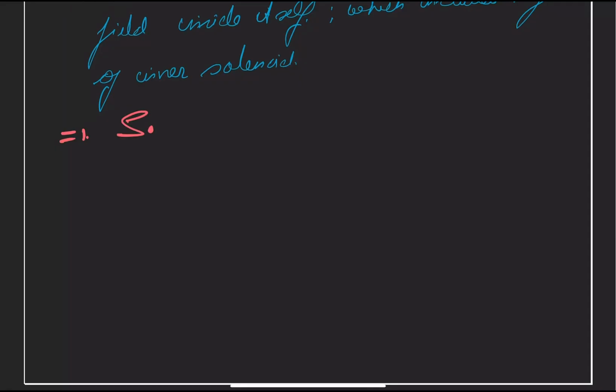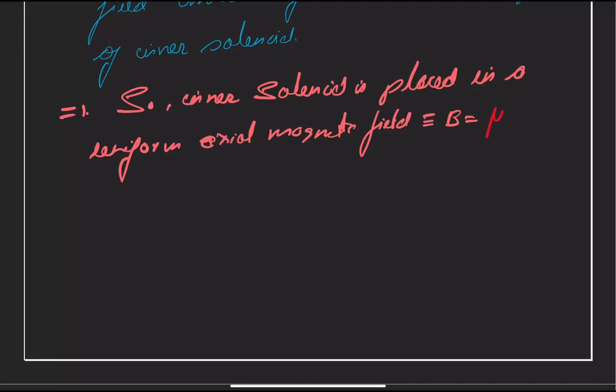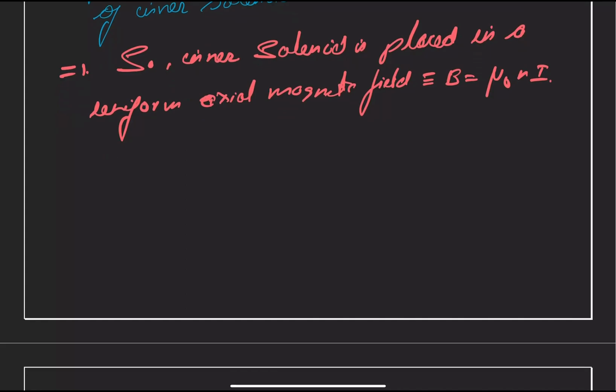You can say so, the inner solenoid is placed in a uniform axial magnetic field, which is given as B is equal to mu naught n times I, and this is due to the outer solenoid.